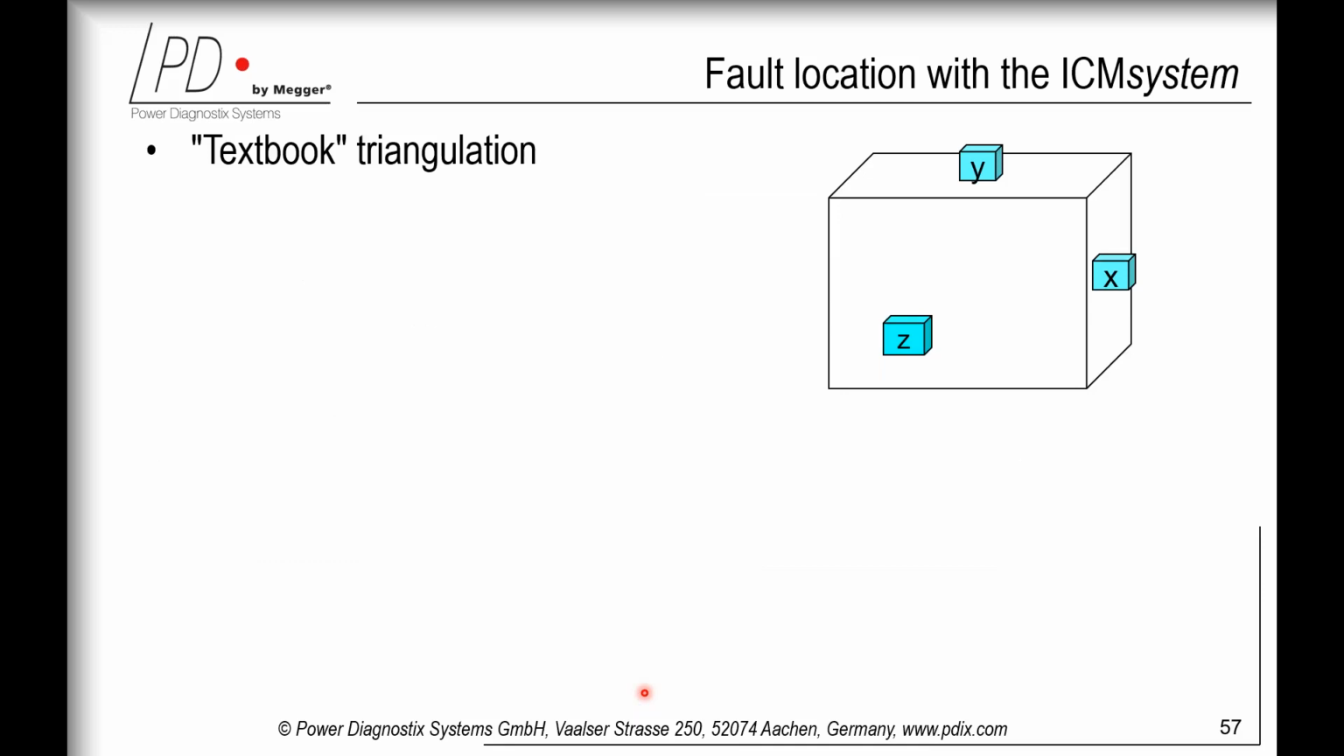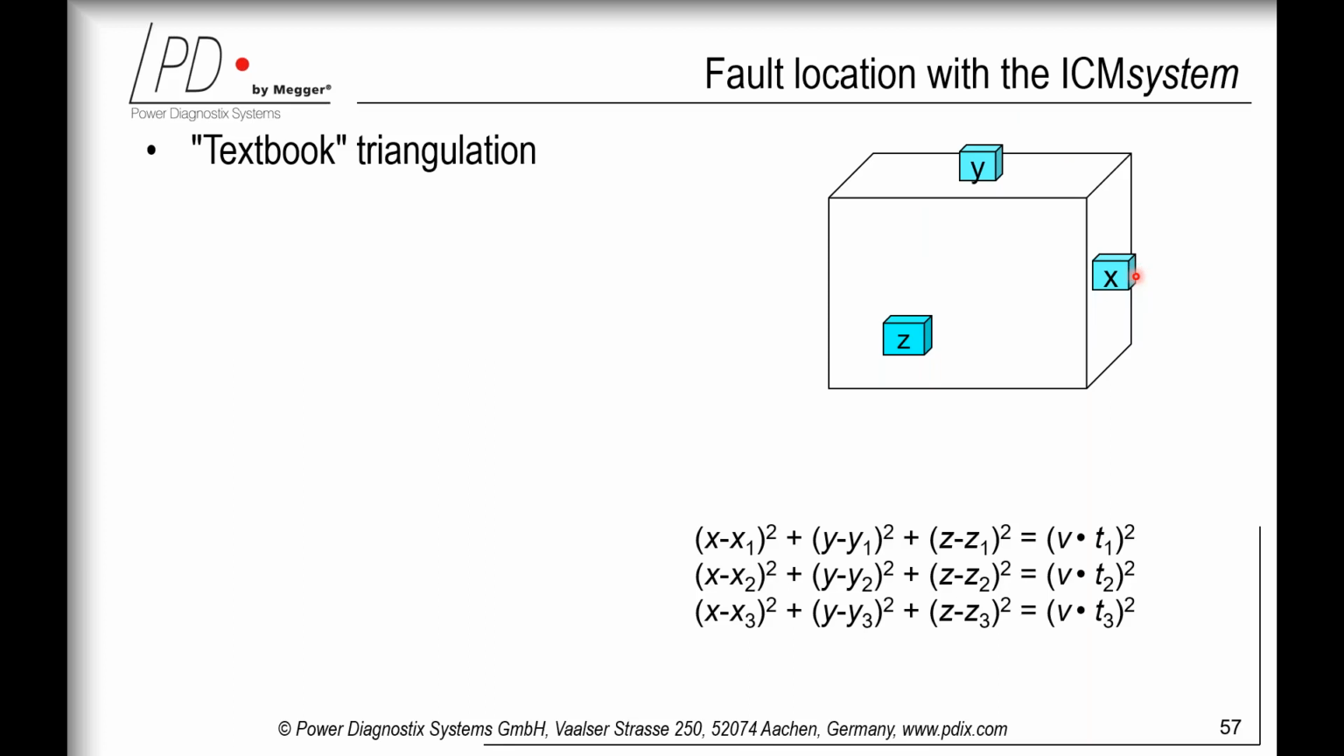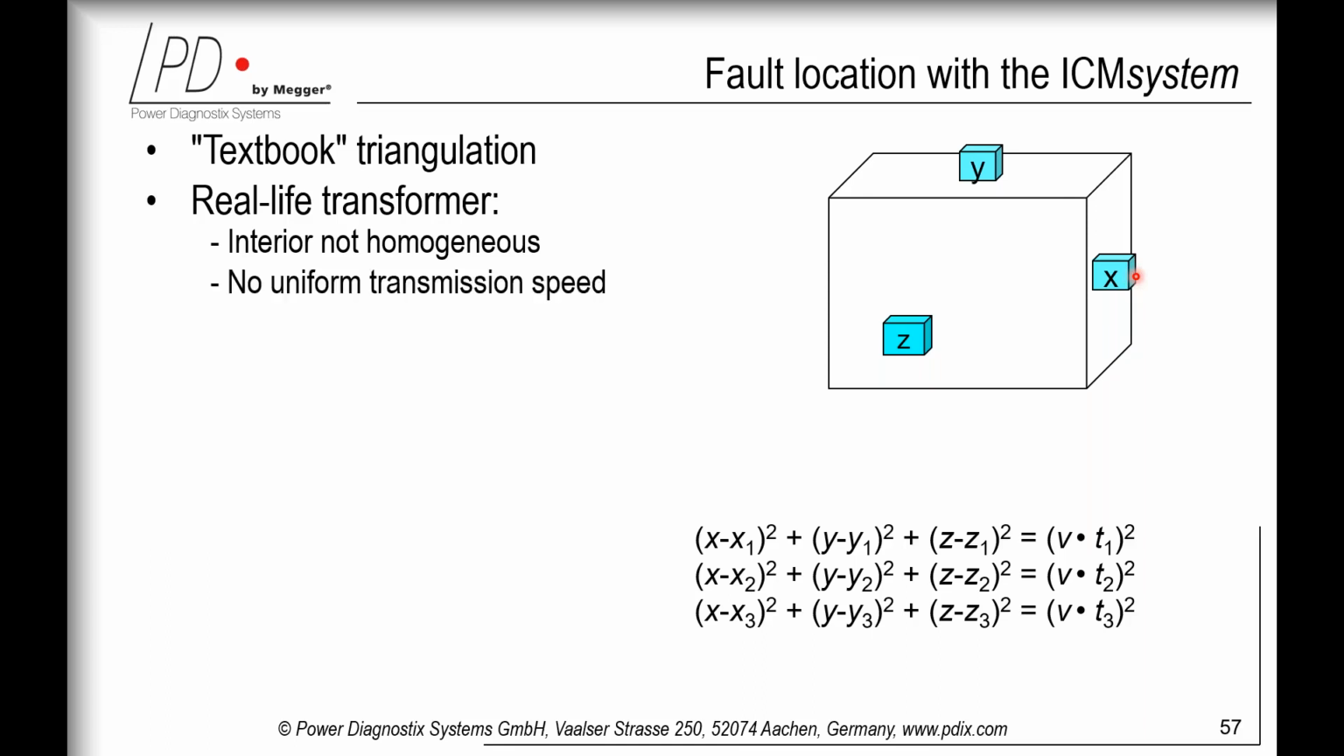So, coming to the triangulation itself, the textbook triangulation would place one sensor on the front, one on the top, and one on the side of the transformer, and solve the created equation system for the origin. However, a real-life transformer has an interior consisting of a lot of different components and materials, which may block transmission paths, have different transmission speeds, and similar. So you cannot assume a uniform transmission.